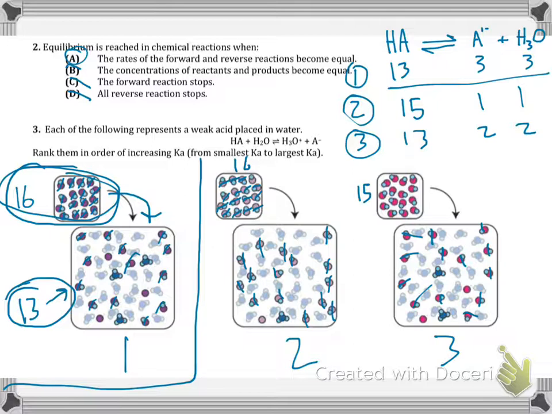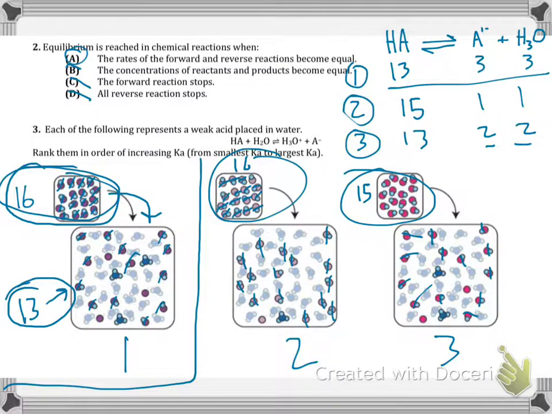So after counting everything, you'll see that we start off with 16 here, we start off with 15 here. We end up with 2 and 2, because we ended up with 13. That means 2 of them went over since we started with 13.